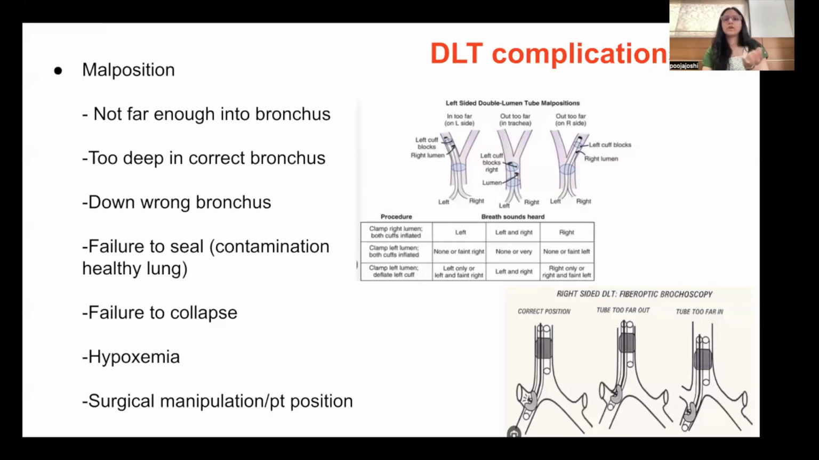It can be too far down on the wrong bronchus on the left side, blocking the ventilation of the left lung. In cases of right-sided DLT, malalignment of the ventilatory slot with the right upper lobe bronchus is hazardous. All these cause failure to collapse the desired lung, hypoxia, and failure to seal, causing contamination of the healthy lung. Patient position change and surgical manipulations are the reasons for DLT malpositions.